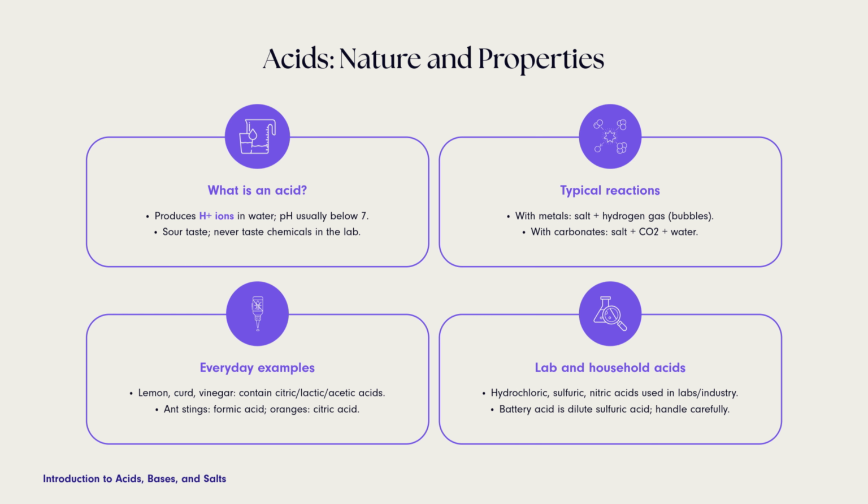Some everyday examples. In lemon, we have citric acid, curd contains lactic acid, and vinegar contains acetic acid. In the same way, antacid have formic acid and oranges have citric acid. Lab and household acids: hydrochloric acid, sulfuric acid, nitric acid, which are used in labs and industry. Battery acid is dilute sulfuric acid, and we should always handle it with care.